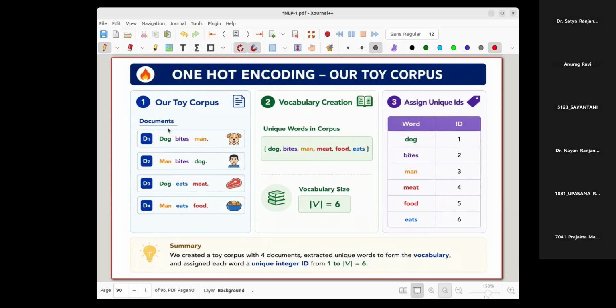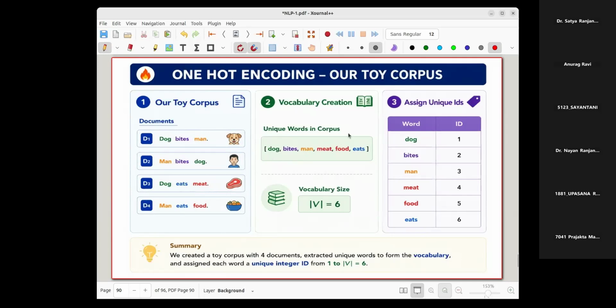Now what will we do? The first step is creation of the vocabulary. Remember, vocabulary creation is important, even in advanced NLP tasks. So first we have to create the vocabulary. What is vocabulary? You have to identify the unique words from this corpus. So now we have identified these unique words: dog, bites, man, meat, food, eats.